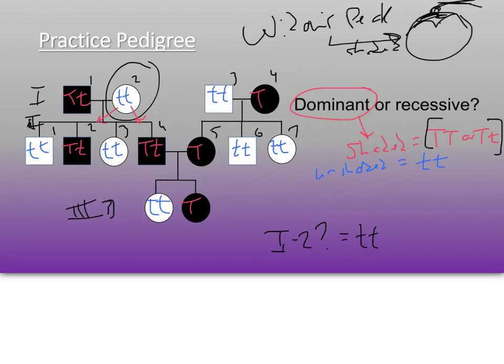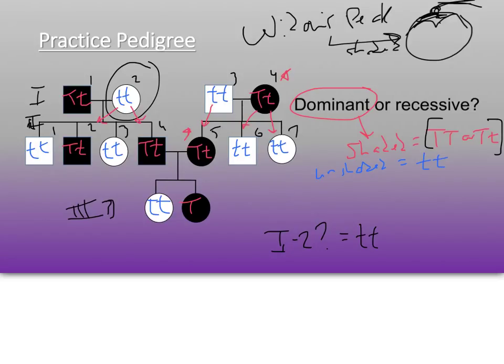Now, same thing for the family on the upper right. If this mom right here can have a kid who's homozygous recessive, she must be big T, little t. And if this girl right here has a dad who's little t, little t, then she must be big T, little t.